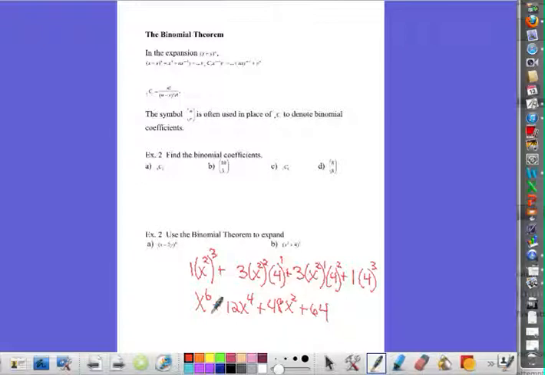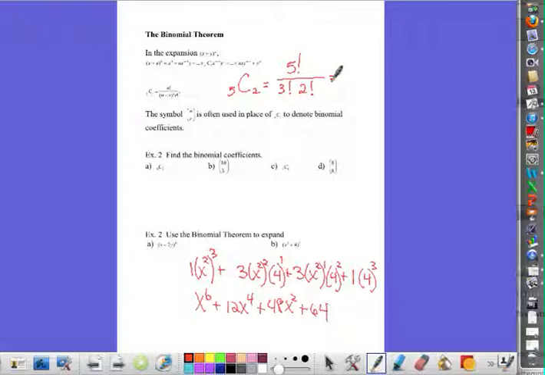Now, we have the binomial theorem, and the binomial theorem gives us this NCR. And it says that NCR equals n factorial over n minus r factorial times r factorial. So let's do a quick example with this. If I do 5C2, you would get 5 factorial. Now 5 minus 2 is 3 factorial times 2 factorial.